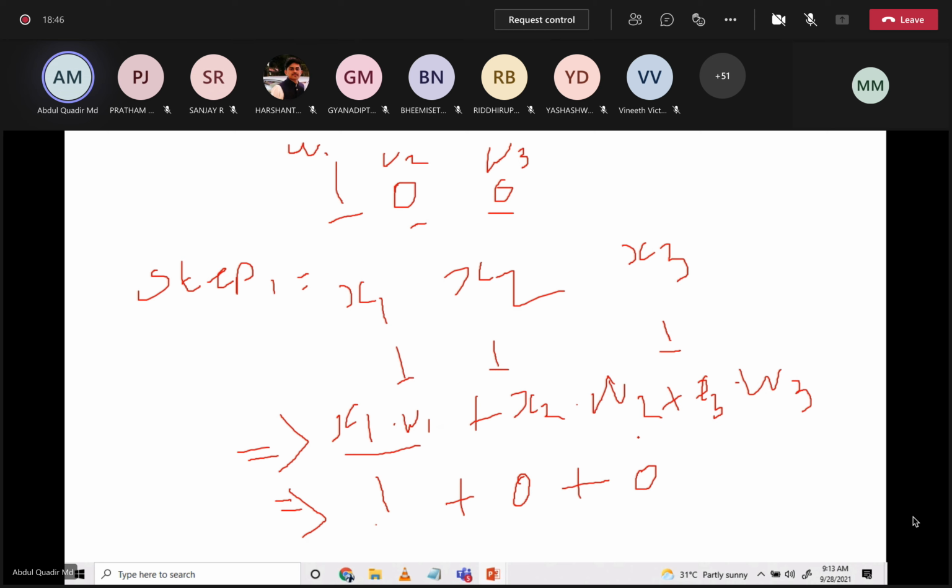Here we are keeping the bias as 0. So we are not taking the bias into consideration. Consider the bias as 0 for the given problem. So 1 plus 0 plus 0 is how much, students?